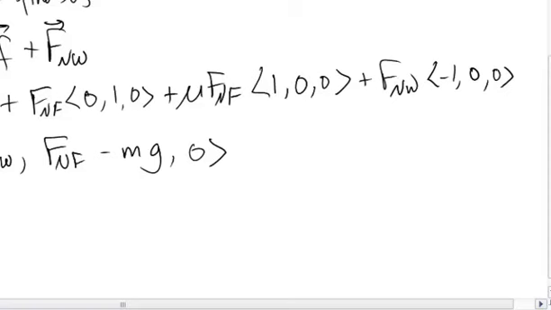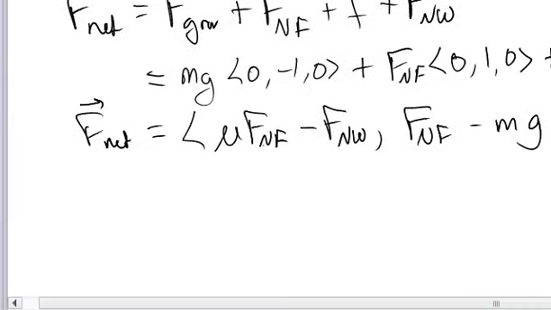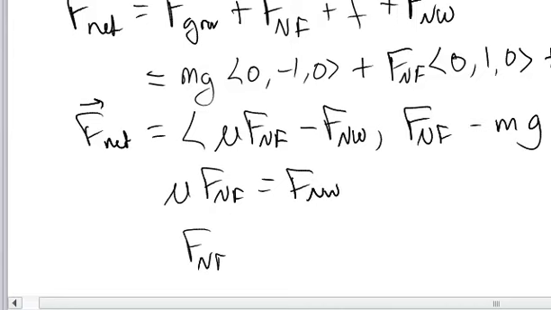So breaking these two out, since the net force has to be equal to 0, 0, 0, since we're in equilibrium, I can see right away that mu times the normal force of the floor is just equal to the normal force of the wall. And the normal force of the floor on the ladder is just equal to mg.